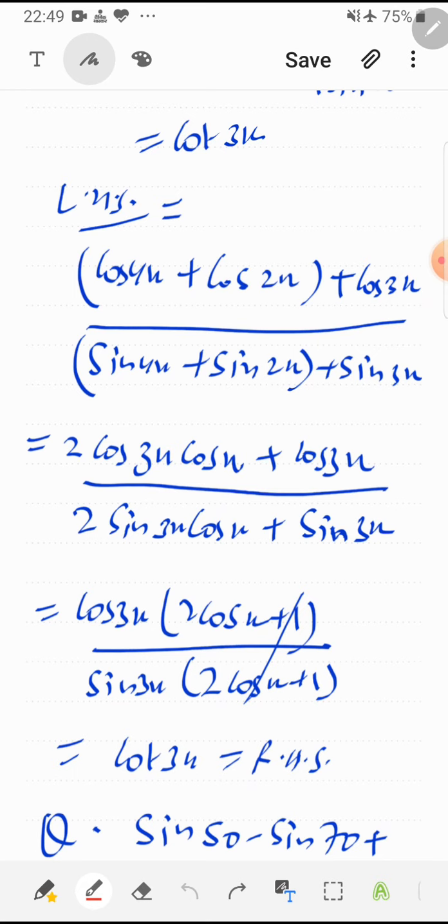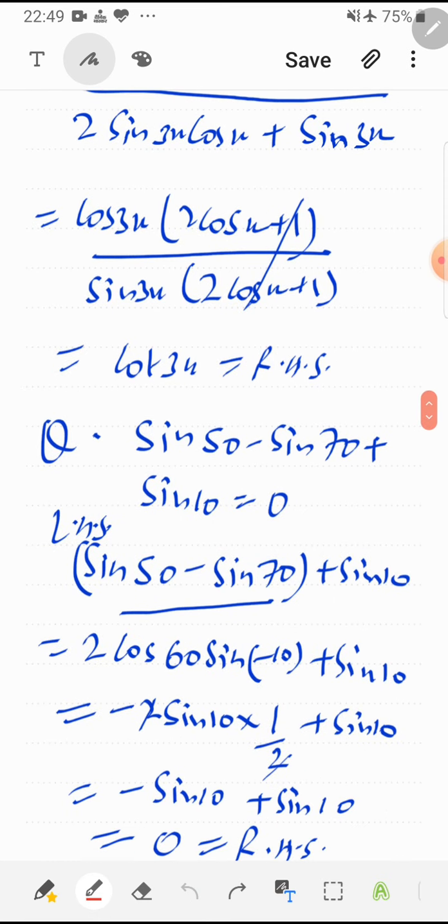So that cos 3x can be taken out common from the numerator and sin 3x can be taken out in the denominator, so that we are left with 2 cos x plus 1, which is cancelled out, and we are left with cos upon sin, which is cot 3x, which is equal to the right hand side.